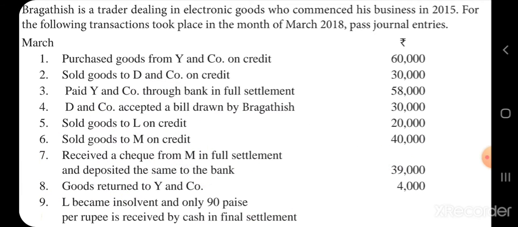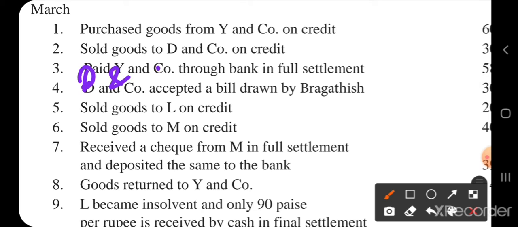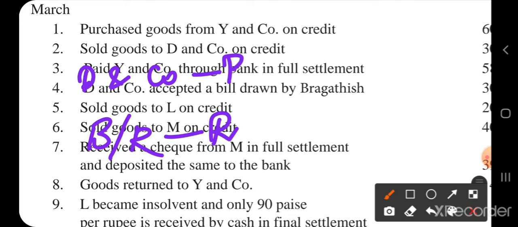Okay. Now what are the two accounts involved here? D and company and bills receivable. D and company is a personal account. Bills receivable is an asset, so it becomes a real account. Now apply the rule for personal account. Debit the receiver, credit the giver. Here D and company accepted the bill. So here D and company is the giver. Credit the giver. Okay. Next.